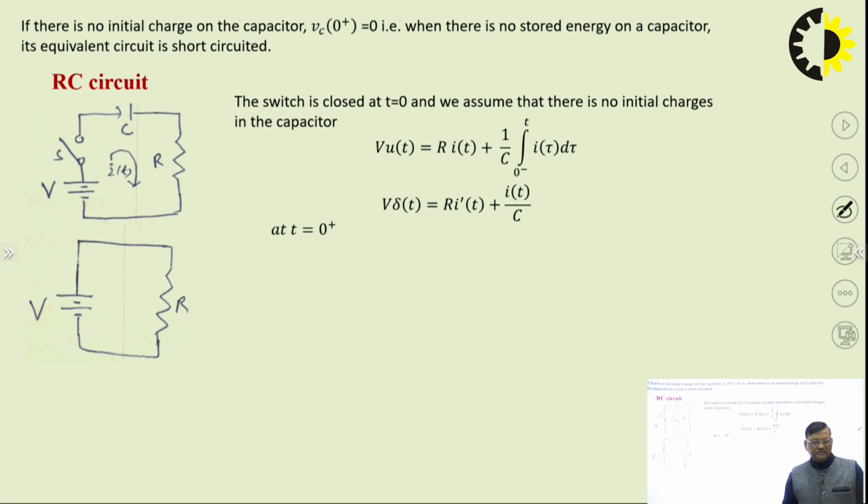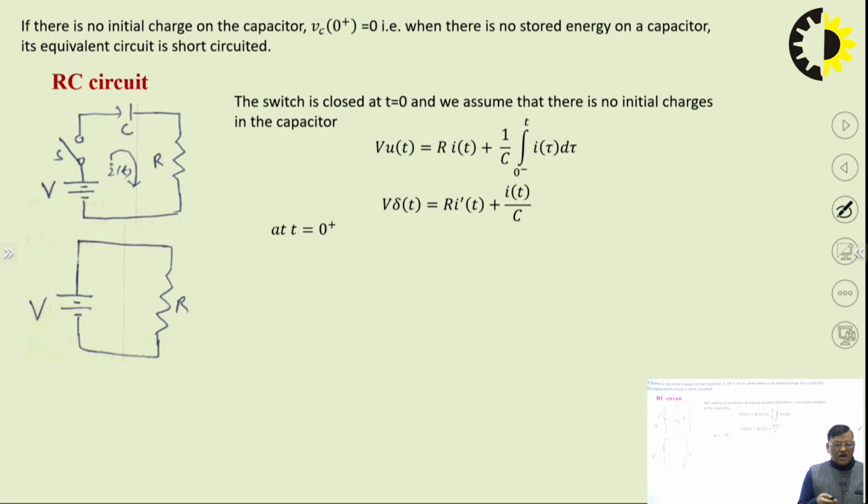So this is the equation: v u(t) = R i(t) + (1/C) ∫ from 0 to t of i(τ) dτ. This is simply Kirchhoff's voltage law applied to the RC circuit. Now u(t) is the unit step function, which is defined for t greater than or equal to 0. For t greater than or equal to 0, u(t) is 1, so simply it is V. For t less than 0, u(t) is 0, so V is 0. So we can write V into u(t).